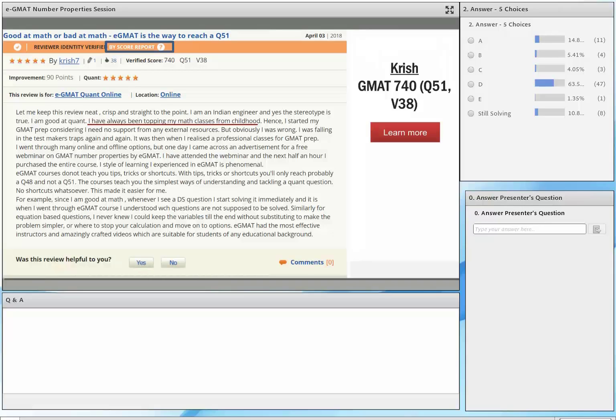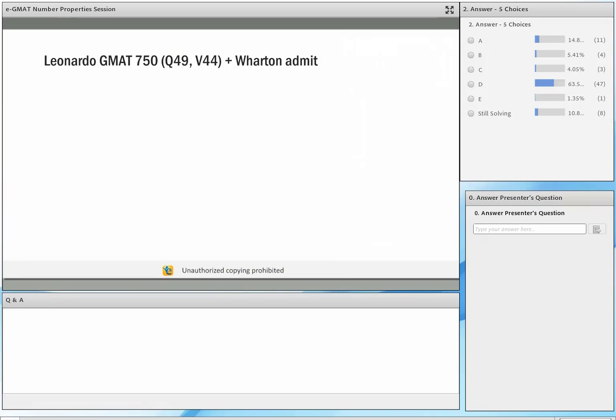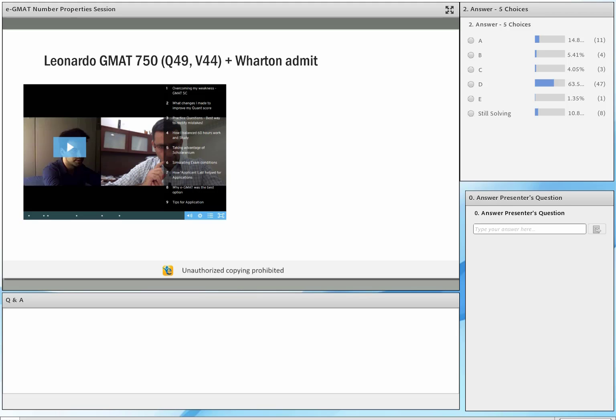And after making these changes, he was able to improve his score to Q51, and that's the highest possible, scoring a 740. Okay, so again, very, very important to understand that regardless of the level that you are at, if you follow the right methodology, you will be able to get to your target score. Okay.